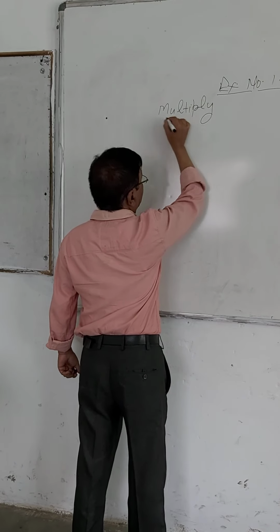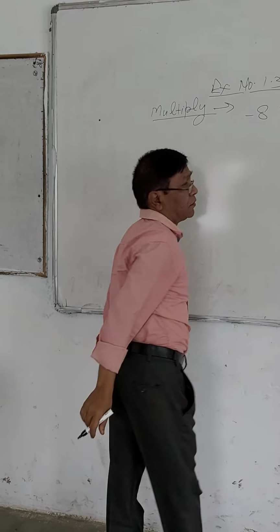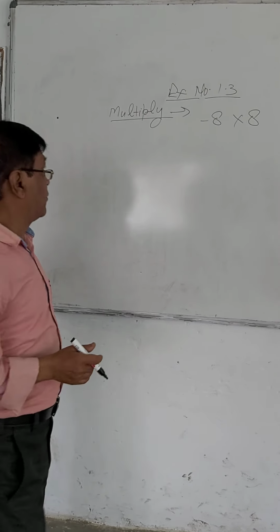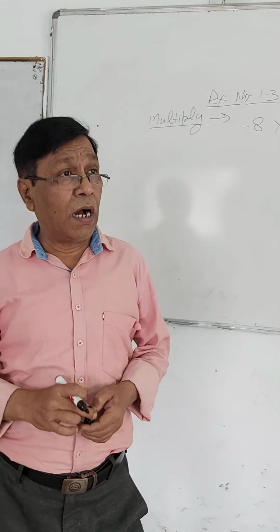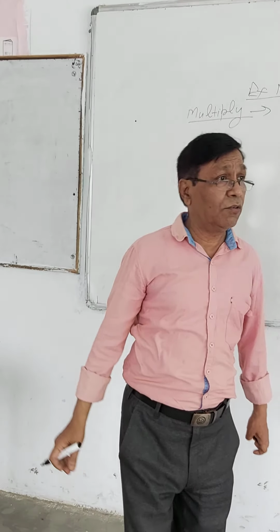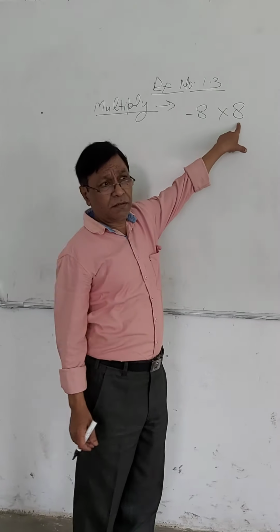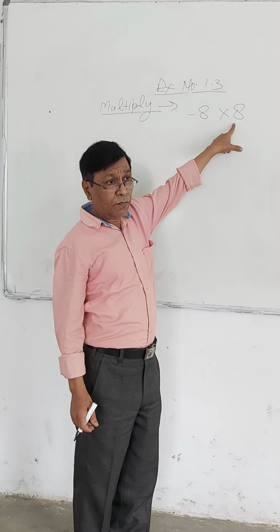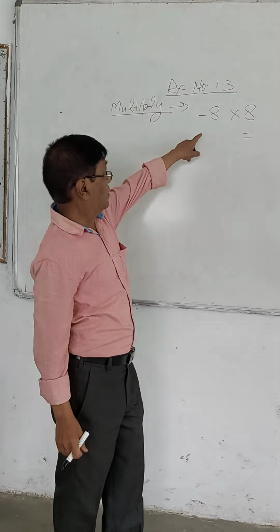Multiply minus 8 into 8. So multiplication is very easy as you have been doing since class 4. But here only one thing you have to keep in mind: after multiplying, what should be the sign of that particular number. One number is minus 8 and this number is plus 8. One number is negative, another one is positive. So, what will be the sign of the solution?